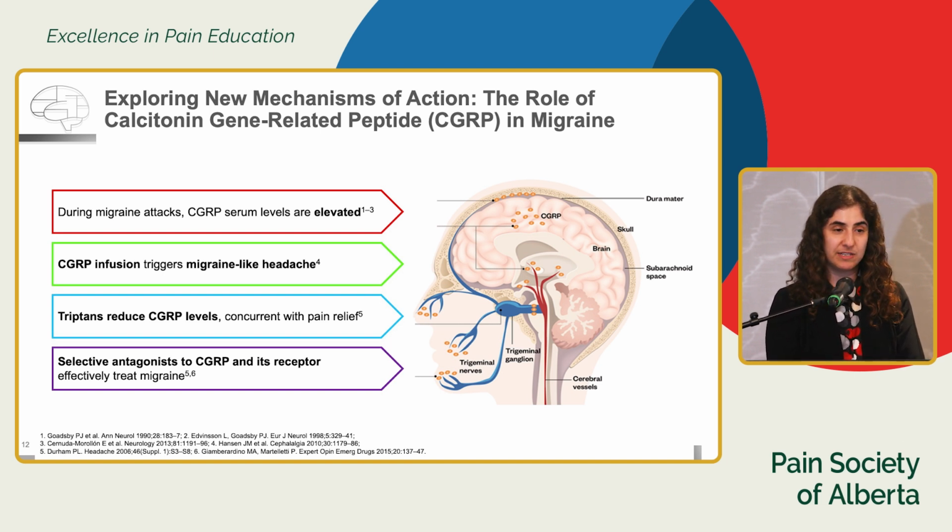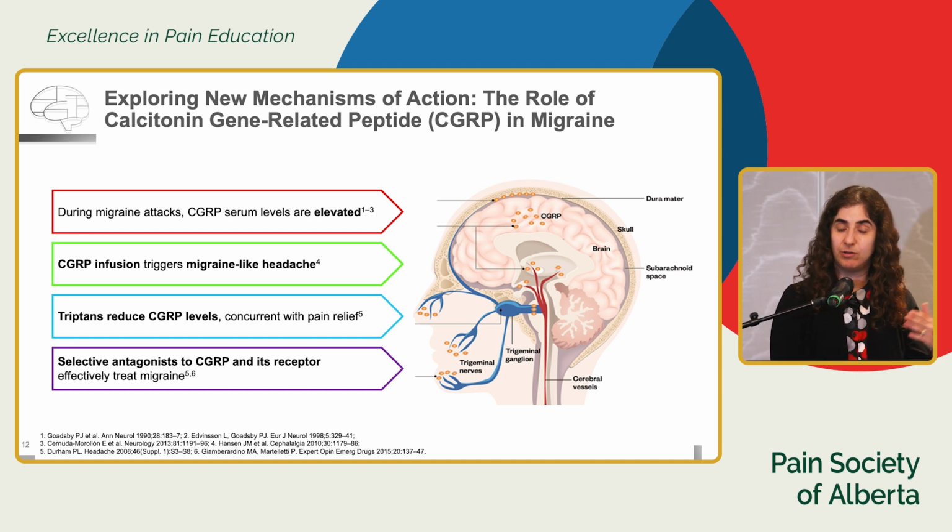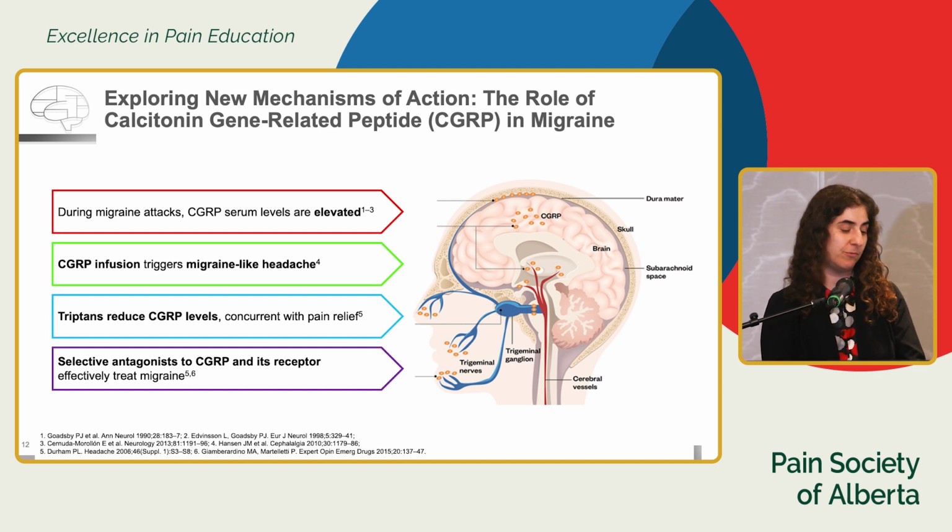And CGRP is released at the peripheral nerve endings, as you can see here, the trigeminal nerve afferents, but also centrally as well. And we think that the gepants likely have action at both sites, whereas the monoclonal antibodies that are used for prevention, which I won't get into because that's tomorrow's talk with Dr. Nash, act more peripherally, we think.